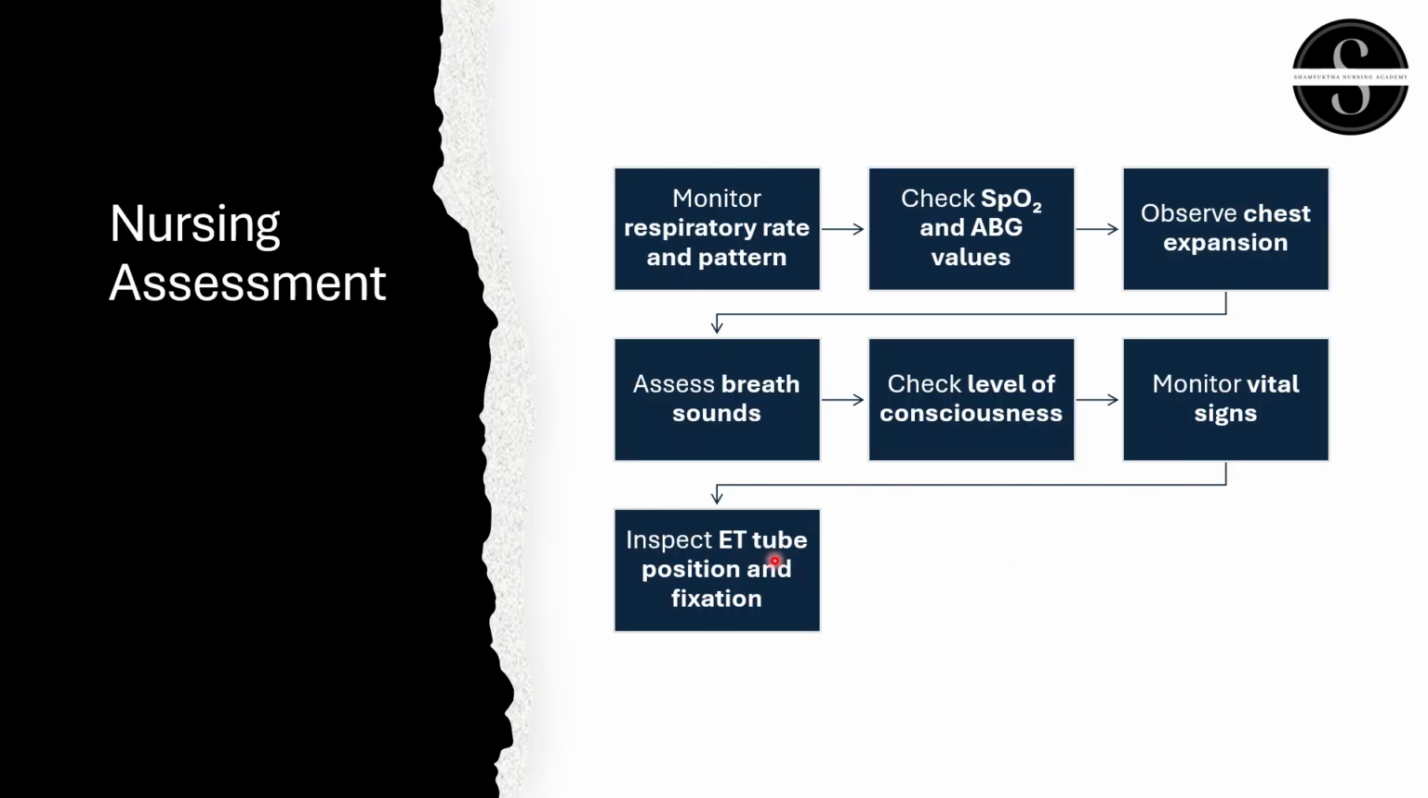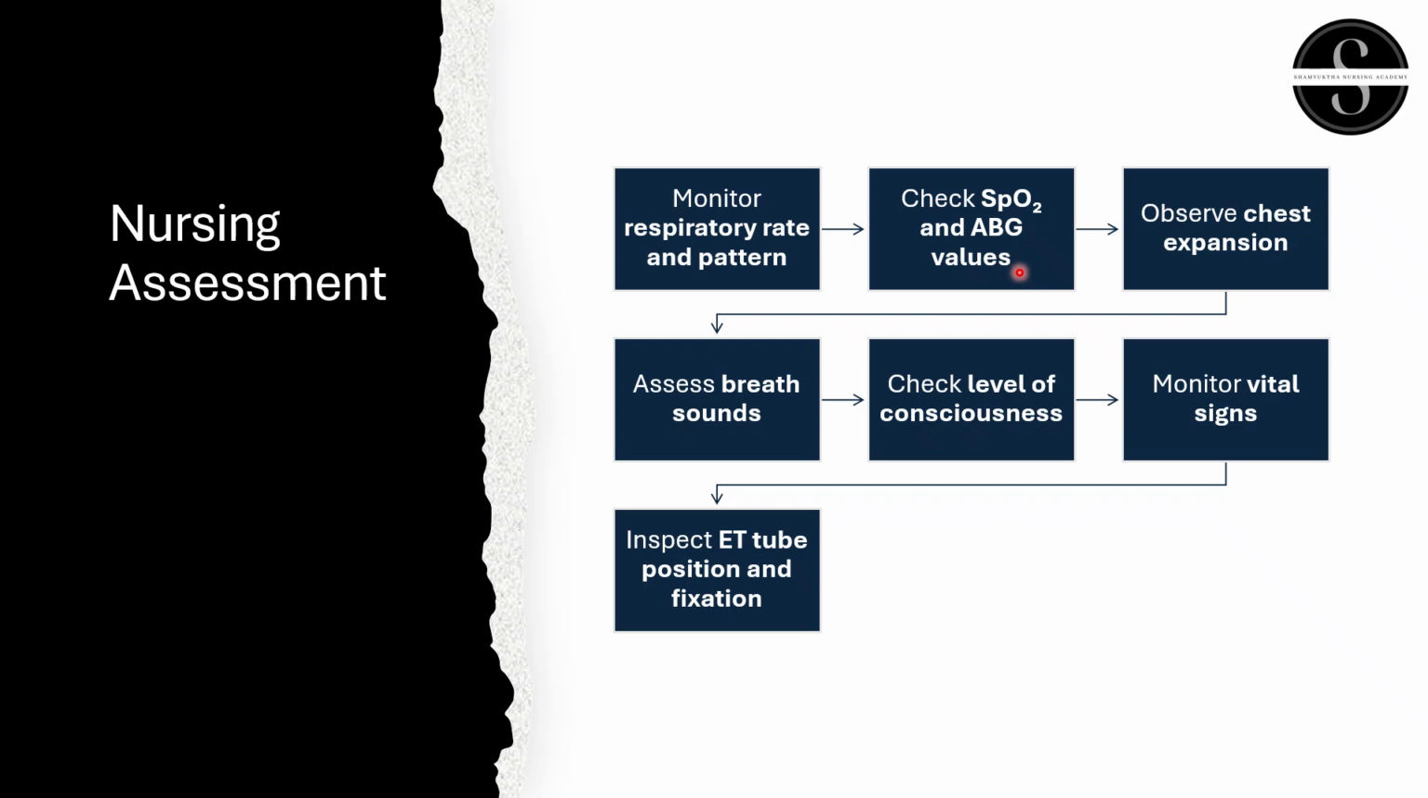Okay. Next, our important point is nursing assessment. What are all the things you have to assess when the patient is on ventilator, mechanical ventilation? First and foremost thing is to monitor respiratory rate and pattern. Obviously, we have put the patient on respiratory support, right? So definitely we have to assess the respiratory rate and pattern. So we have to check whether there is spontaneous breath or not, whether the respiratory rate is normal, whether the pattern is good, all those things you will be assessing.